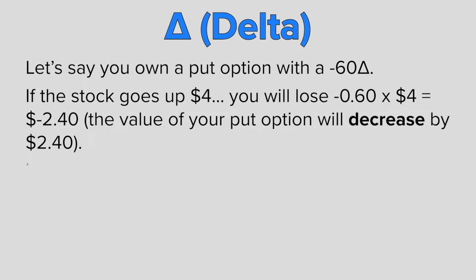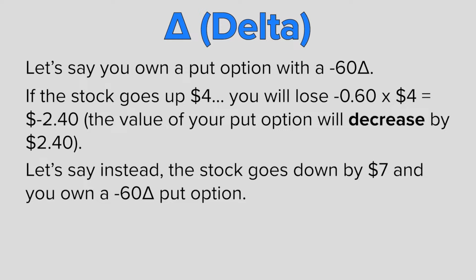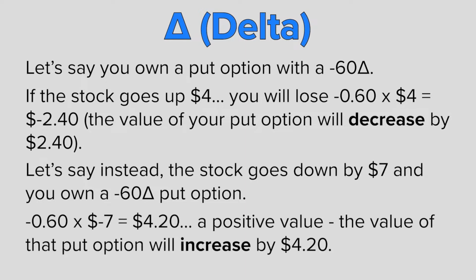But let's say on the other hand, the stock goes down by $7 and I own this 60 delta put option. Well, remember, it's a negative delta. So negative 60 times that move of $7 to the downside, that's a change of $4.20. That's going to be a positive for me. The value of that put option is going to increase by $4.20.